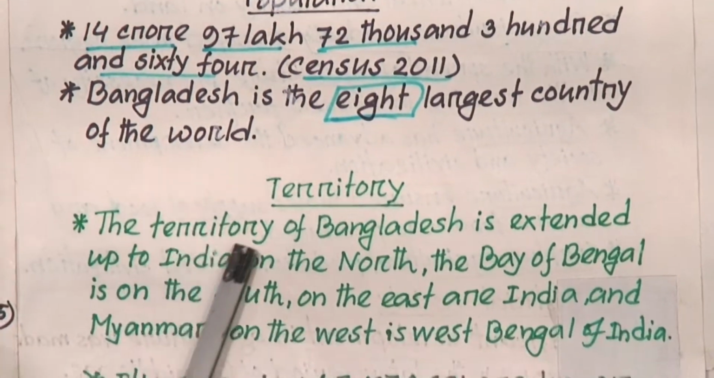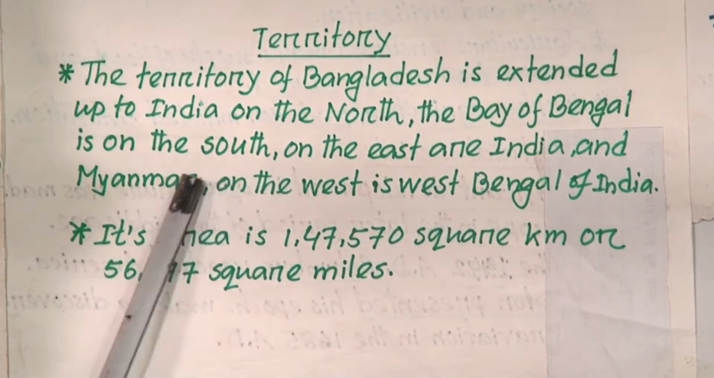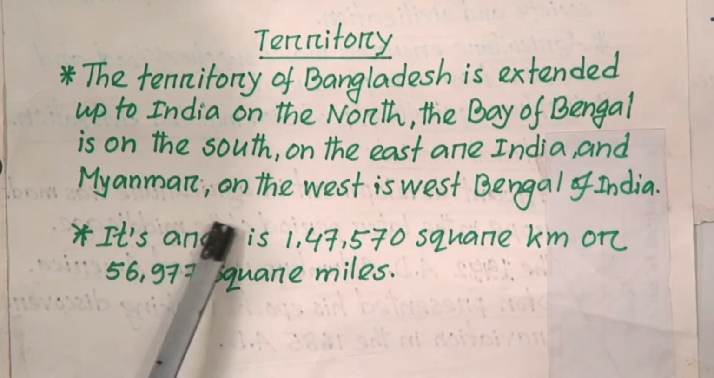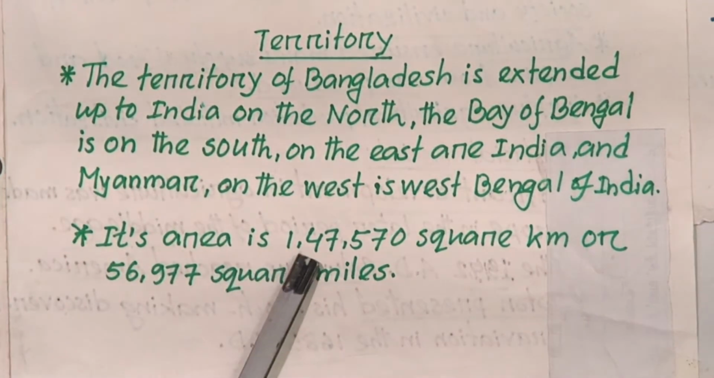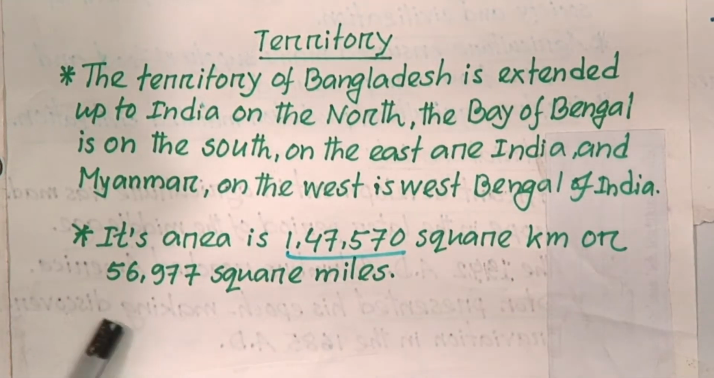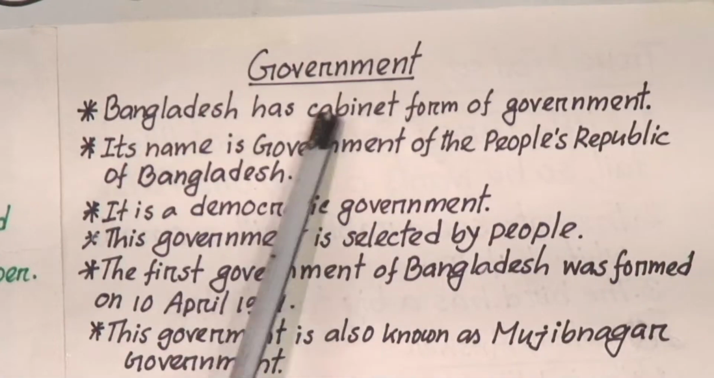Territory. The territory of Bangladesh extends to India on the north. The Bay of Bengal is on the south. On the east are India and Myanmar, and on the west is West Bengal of India. Its area is 1,47,570 square kilometers or 56,977 square miles.